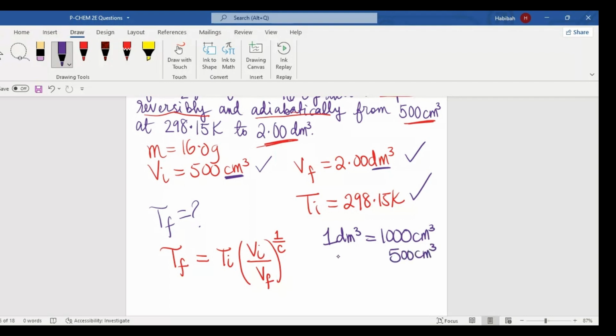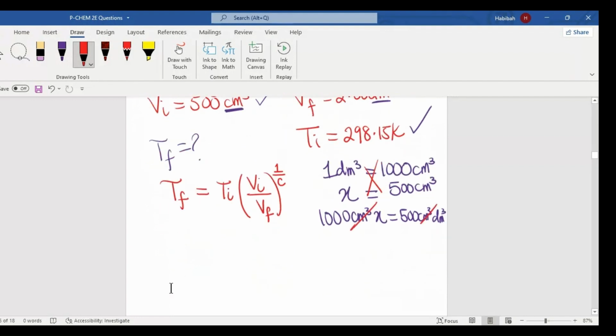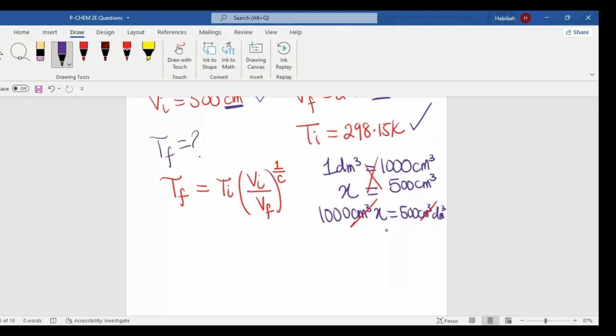And we're going to put the unknown X. Basically, we're trying to go from centimeter cube to decimeter cube. Of course, you cross multiply to find the value of X. What we end up with is 1000 centimeter cube times X equals 500 centimeter cube decimeter cube. Of course, you can cancel out the centimeter cube because those are the units that are consistent on both sides, and X ends up becoming 500 divided by 1000 decimeter cubed.